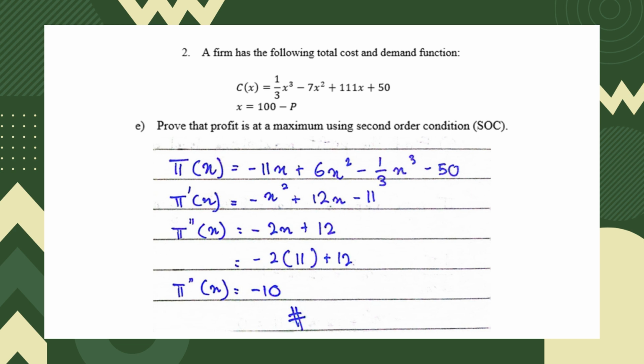After we get the second derivative of the function, we have to substitute the value of x that was given in question 2C, which is 11, into the second derivative. And lastly, we will get negative 10.